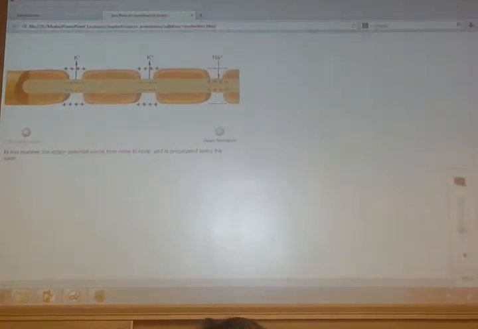How many of you understand why the positive charge, when it arrives at the node of Ranvier, has a positive charge on the outside that migrates backwards?